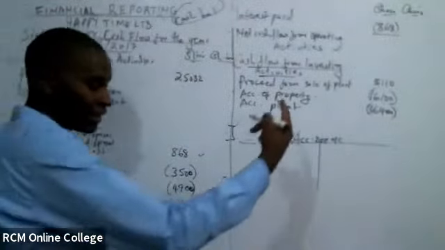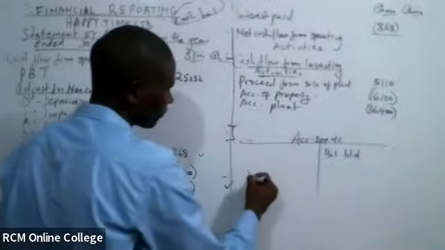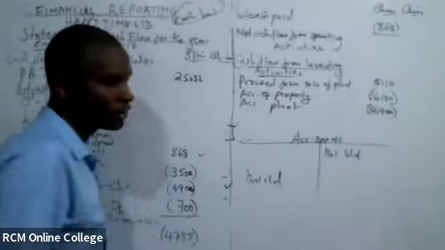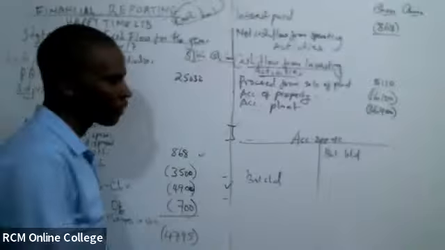Kama kawaida, it has a credit balance. Balance brought down. Ni ngapi? Balance carried down. So brought down ni ngapi ya hii plant? Plant, 23,000.